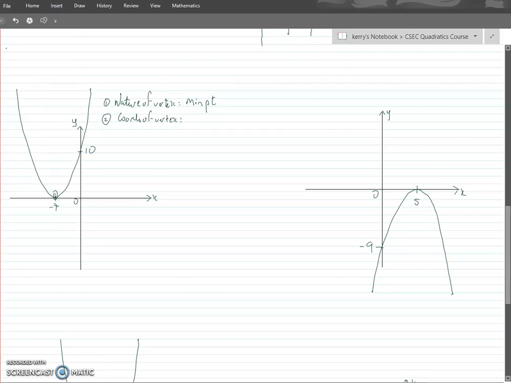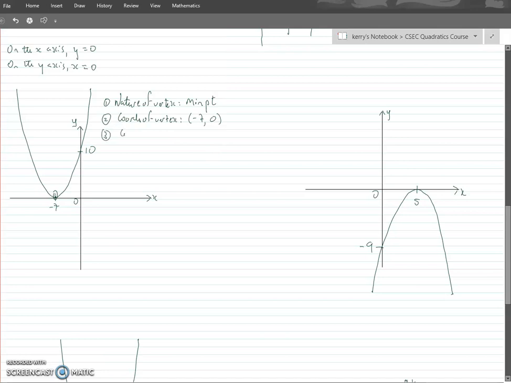So don't forget, on the x-axis, y is always equal to 0. And similarly, on the y-axis, x is always equal to 0. So the coordinates of the vertex is -7, and since it is on the x-axis, the y value is 0.